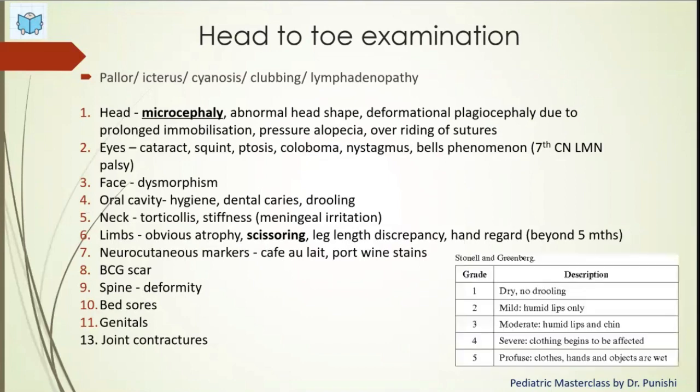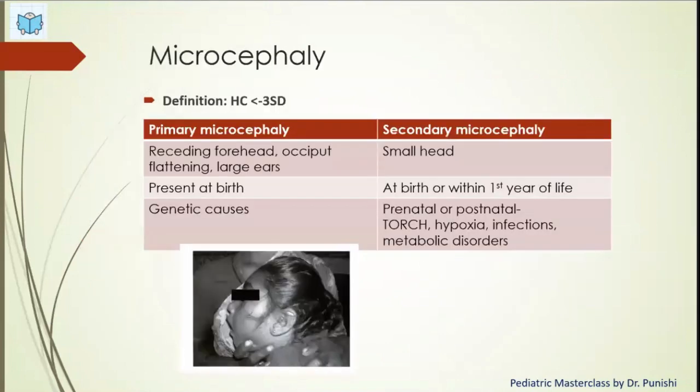So when I say microcephaly, remember these are again important viva questions. What is the definition of microcephaly? When the head circumference is less than -3 standard deviation, that is called microcephaly. Now you can have two types of microcephaly. It can either be primary or it can be secondary. Why is it important to differentiate? Because the causes are different.